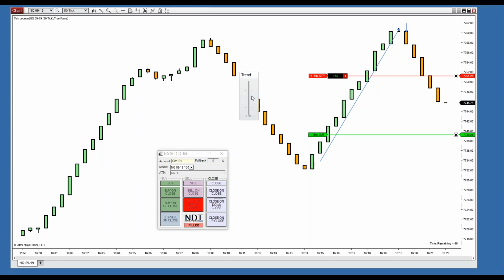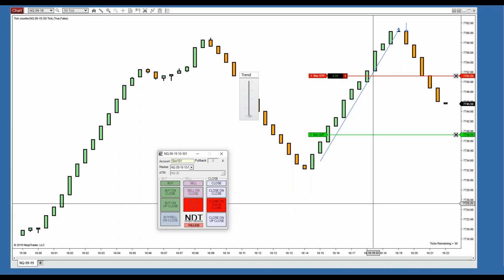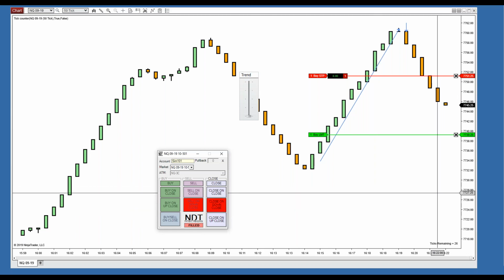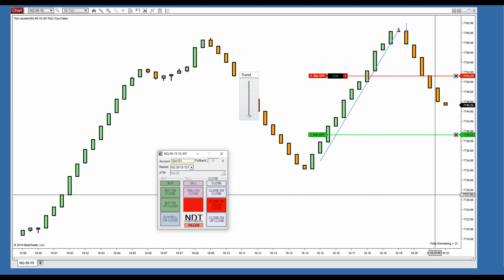Let's let it go one more candle. It's going to happen very quickly. Now remember, we're going to close on an up close because we're in a short trade. So the first time that the candle closes to the upside, we're out of the trade.